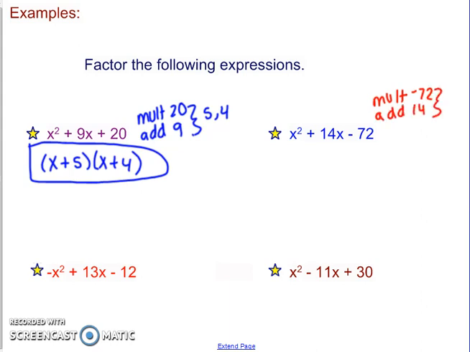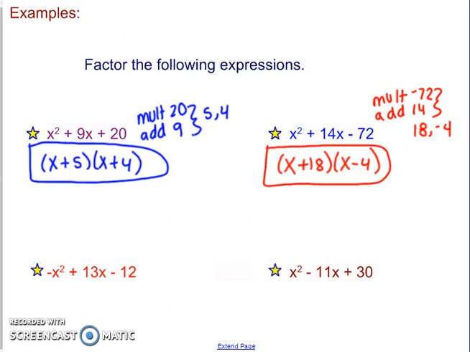So since our c term is a negative, one number has to be negative, one has to be positive. Since it adds to a positive 14, the larger number should be positive, the smaller number should be negative. So the two numbers that work here would be 18 and negative 4. So we would have x plus 18, x minus 4. And again, the order doesn't matter, but the 18 has to be positive, the 4 has to be negative.